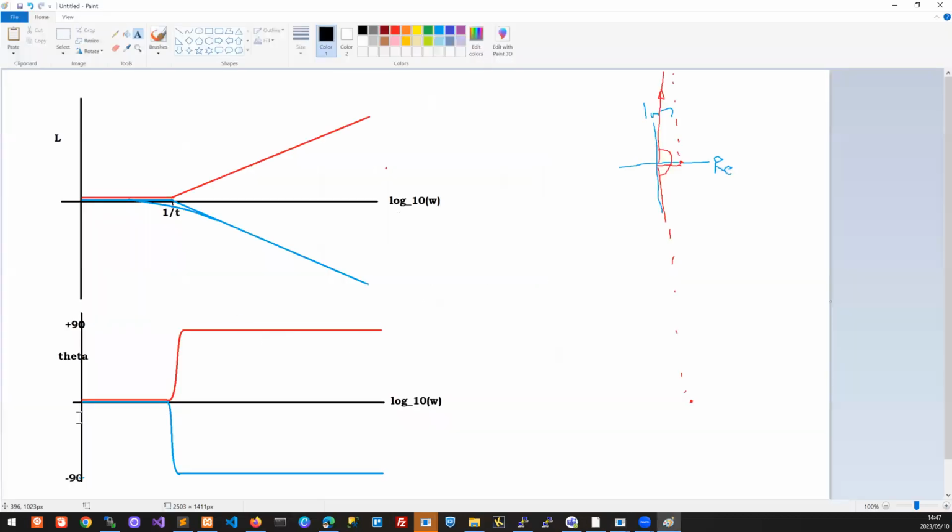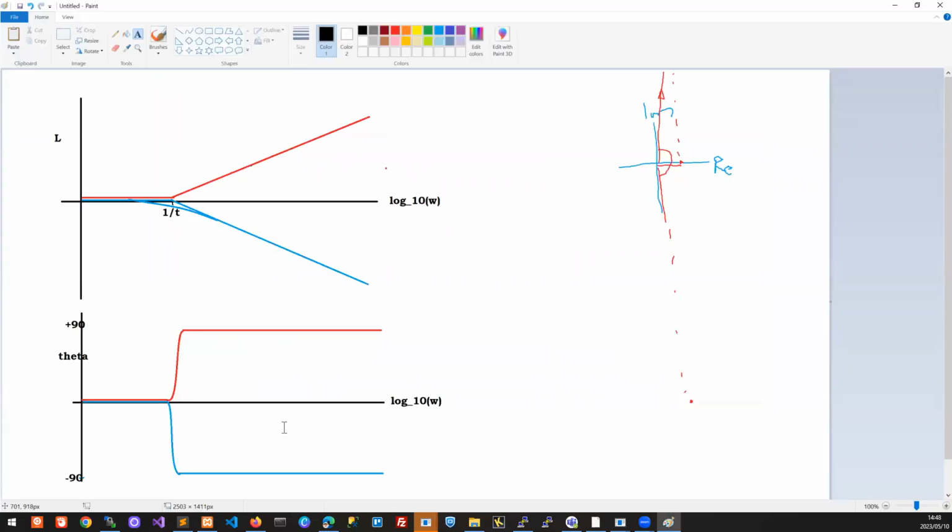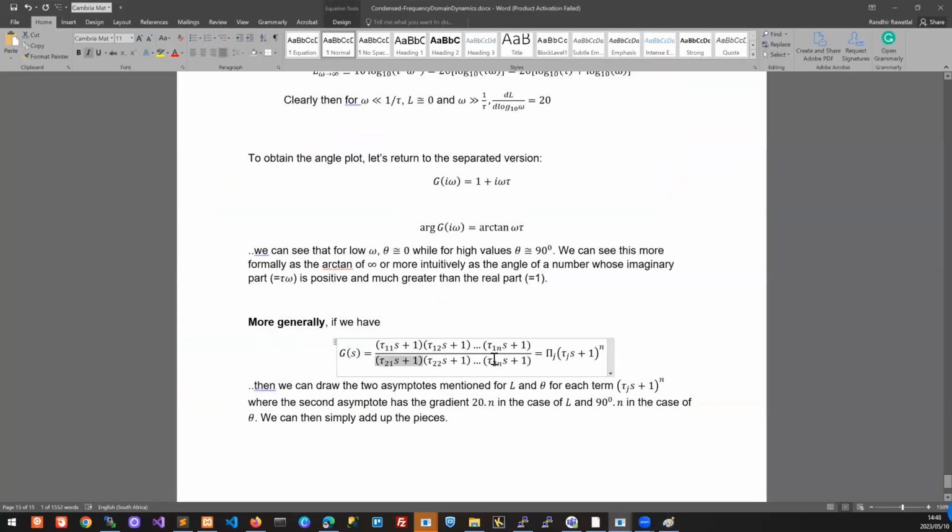Similarly with the angle, it's 0 until 1 over tau 1, and then we are approximately on plus 90. By the way, the transition lasts longer for the angle, so be a bit careful of that. But overall, it tends to those two asymptotes. So that's what we would do for the lead case. And then we know for the lag case, when it's in the denominator, the gradient is simply minus 20 and minus 90. So we know how to graph each of these pieces.